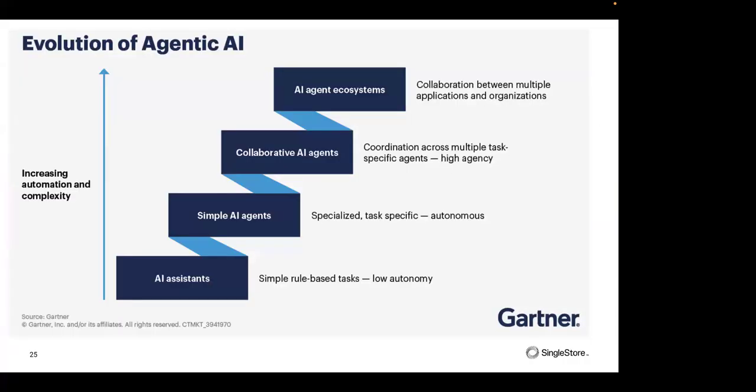So this is the evolution of agentic AI. We started from AI assistants using simple LLMs with simple rule-based tasks, low autonomy, low agency, and then we started building simple AI agents, a little bit of specialization, and then task-specific autonomous agents. And then came collaborative AI agents, where multiple AI agents came together, and now the AI agent ecosystem, where collaboration between multiple applications and organizations is happening. That's what we are seeing, and this is from Gartner.